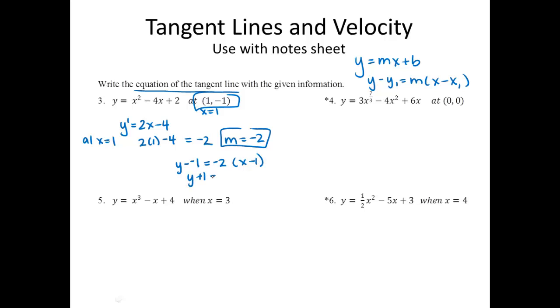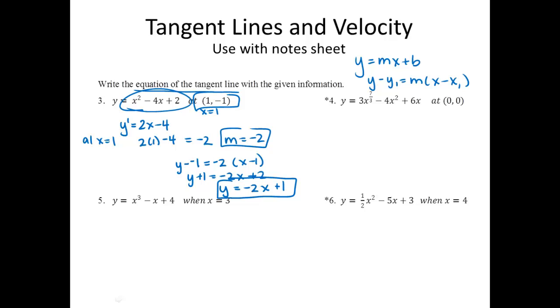I'll go ahead and simplify this and distribute that -2, and then subtract the 1 over to the other side. So it's -2x plus 1. So this is the equation of the line that is tangent to this parabola at exactly 1, -1. Okay, so number 4 is very similar. You can pause now and do it, or you can take a look at it later.